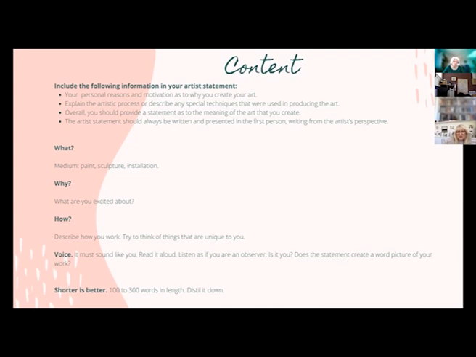And shorter is better. So 100 to 300 words in length, distill it down and distill it down. If you had 1 minute to talk to the judges about the piece of art that you are putting into the exhibition, the competition, the art award, what would you say? And so for some people, it's easier to say it than write it.